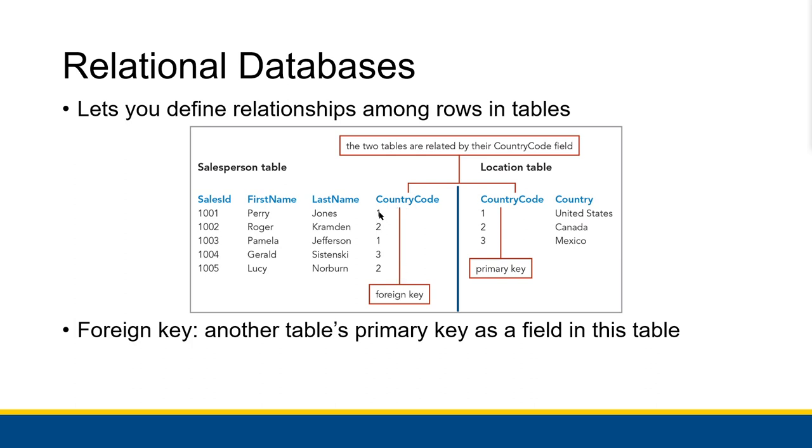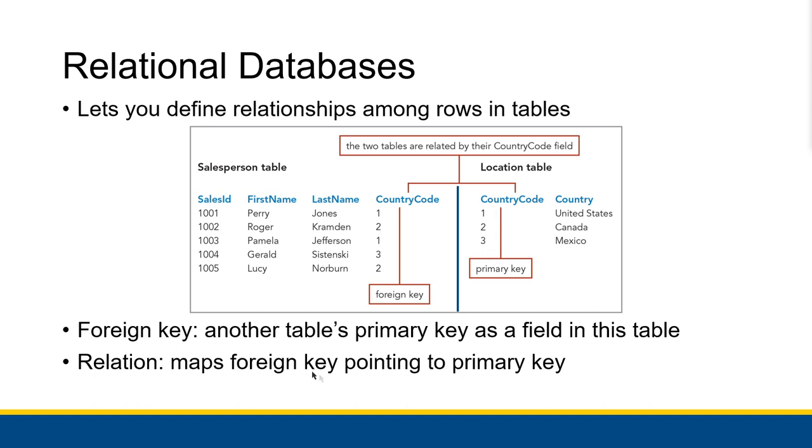But the foreign key sort of forms the beginning of an arrow, or the trailhead of a hiking trail, or something that results in the primary key of the other table. So we can follow the foreign key in order to get to the primary key. And the relation itself is what maps a foreign key to the primary key.